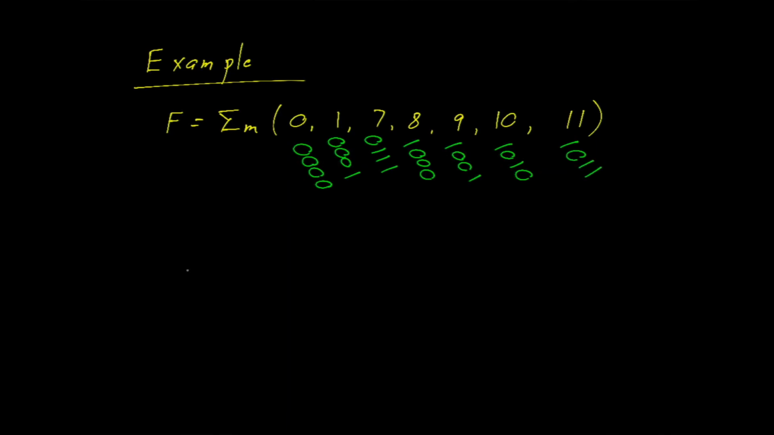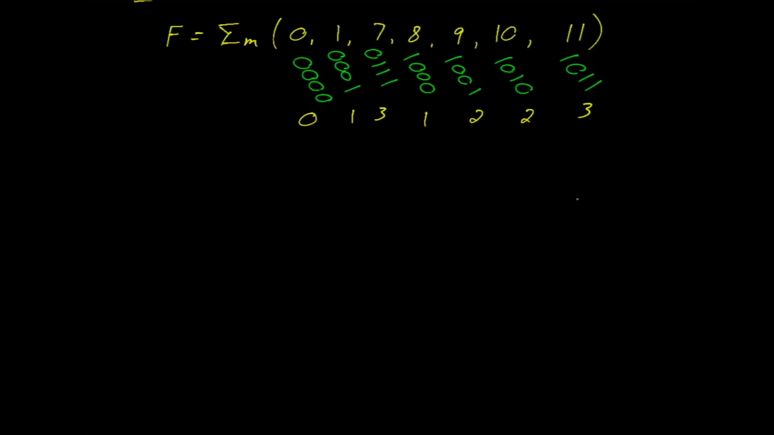The algorithm starts by asking a question. How many times does the number 1 occur in each minterm? For minterm 0, it never does, so we can put a 0 here. For minterm 1, there is a single 1. Minterm 7 has 3. 8 has 1, 9, 2, 10, 2, and 11 has 3.